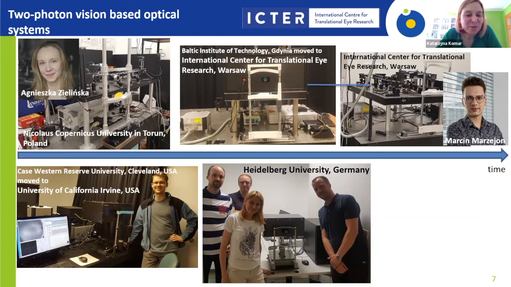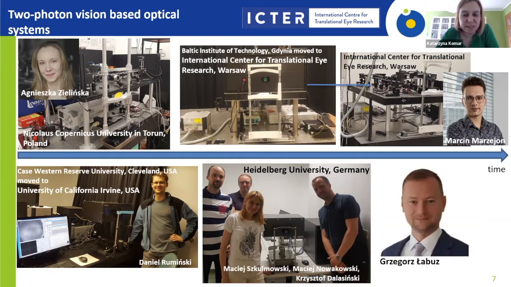Both of these students are very talented and at the final stage of their doctorate. Also, there are 2 other systems which were constructed with the help of AM2M, a spin-off company in Toruń. The first was moved to Cleveland, to the laboratory of Chris Palczewski, and now it is placed in Irvine because Palczewski moved to Irvine. In Cleveland, Daniel Rumiński, who was a postdoc there, worked with this system and obtained many interesting results. There is also another system placed in a real ophthalmology clinic at Heidelberg University in Germany. Grzegorz Łabus worked with this system and provides very interesting clinical results about 2-photon perimetry or microperimetry with ophthalmic patients. So, to move to the data.